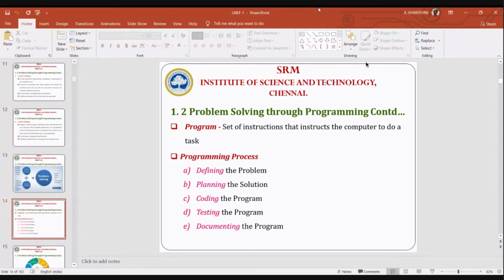Coming to the process of program solving, it is the same thing with a slight difference: defining the problem, and you have to plan for the solution. Once you get the solution, you write the program, and then test the program, which is nothing but compiling the program. And once compilation is done, you document the program stating what it is going to do.